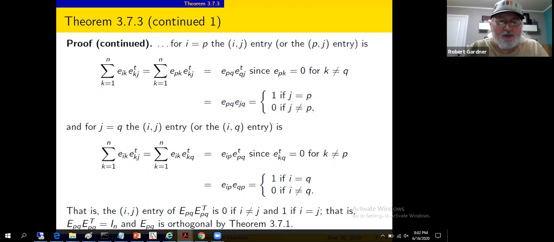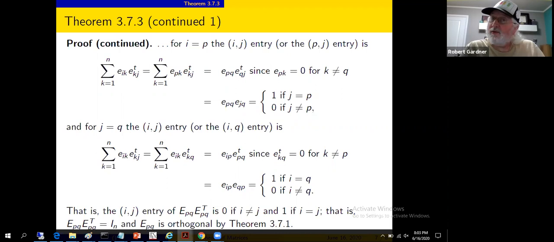The previous slide told you, when you take the matrix product E sub PQ times E sub PQ transpose, and stay away from the P row or the Q row, you get the identity. This page tells you, along the P row and the Q row, you also get identity-type entries. In other words, this product of matrices is the identity matrix of appropriate dimensions. And when a square matrix times its transpose equals an identity matrix, then that matrix is orthogonal. Theorem 3.7.1 gave us that.